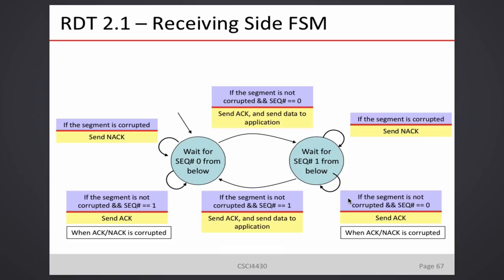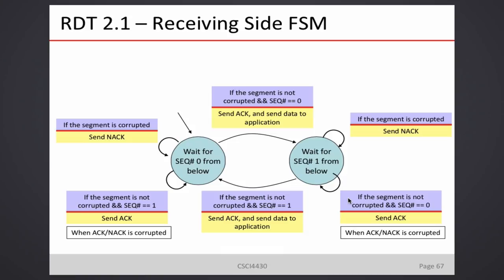Let's say the first reason: I receive something good. Of course, not corrupted, and the sequence number is 0. Good, I move to the next state, and I wait for data number 1. But before I wait for it, I send out ACK. What if I'm waiting for data 0, but it's corrupted? No problem, I send out NACK. Now, what if I'm inside state 0, but I receive sequence number 1? What is the meaning? I'm in a zero state. Why do I receive a wrong sequence number?